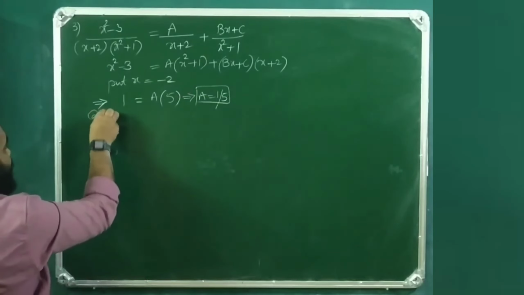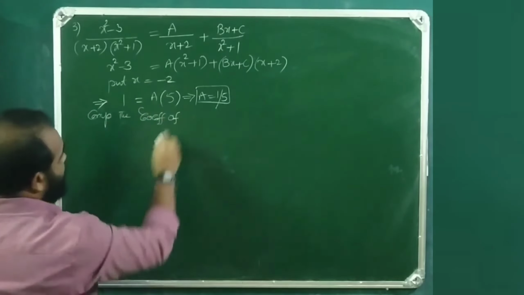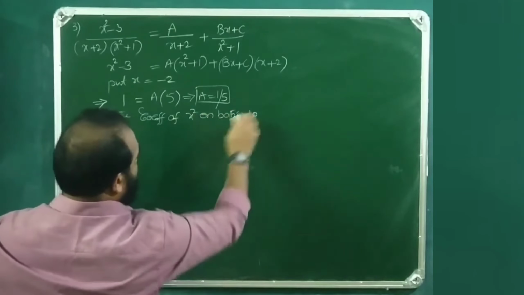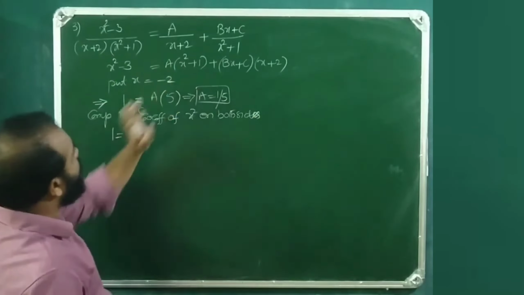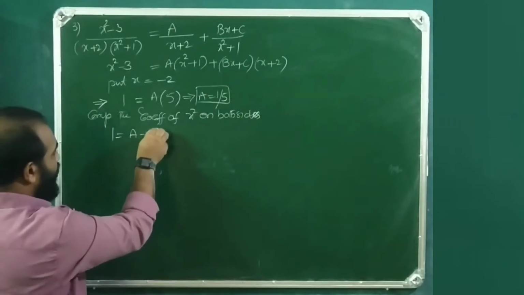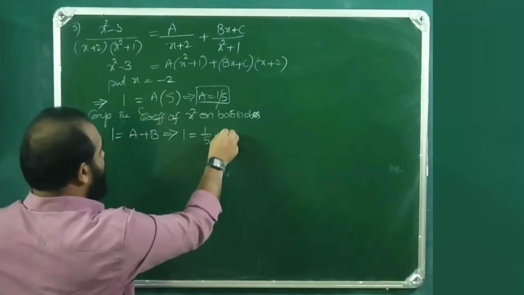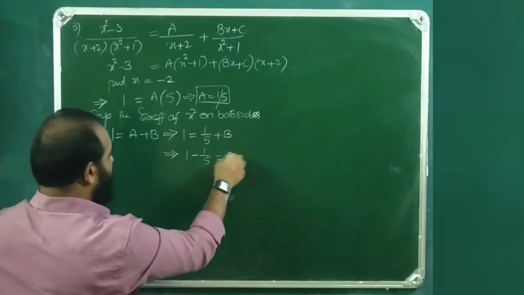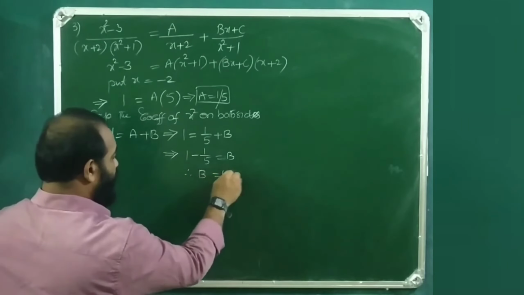Now comparing the coefficients of x square on both sides. The x square coefficient is 1. Here ax square, so the x square coefficient is a. Then bx into x is bx square, so the x square coefficient is b. So 1 is equal to 1 by 5 plus b. From this, 1 minus 1 by 5 equals b. 5 ones are 5, minus 1, 4, 4 by 5. Therefore b equals 4 by 5.